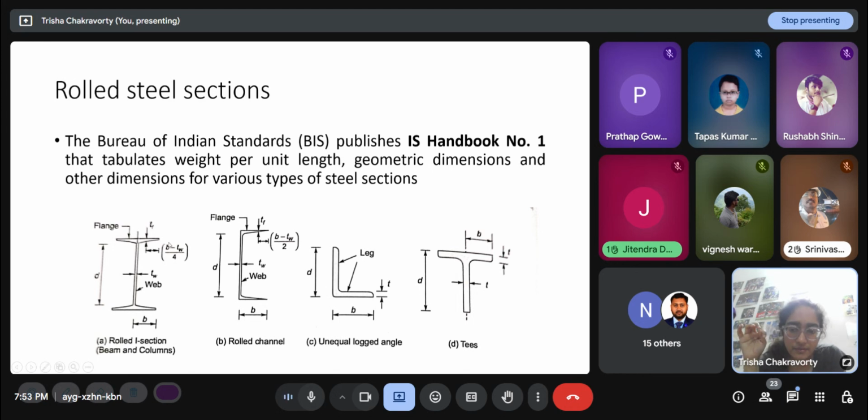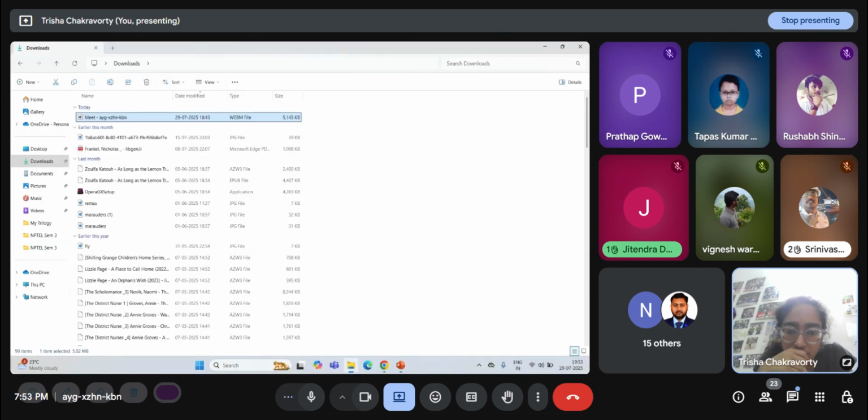So this is a flange. The I section has two flanges and one web. The rolled channel section has two flanges and one web here, like this. And all these dimensions, TF, TW, D, B, are standardized in the section handbook. I should show one, I think. One second.